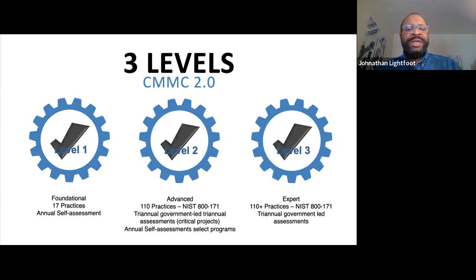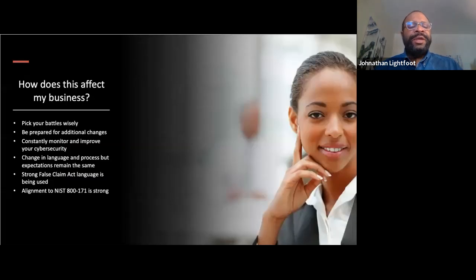Can we go to the next slide? All right, so how is this going to affect your business? On the slide, I have a bullet point, pick your battles wisely. When you look at the current level 1, and I told you before that could be accomplished with a self-attestation, basically you're running through NIST 800-171 and get that letter done, you submit it to SPRS, and, you know, omni dominus, you are level 1.